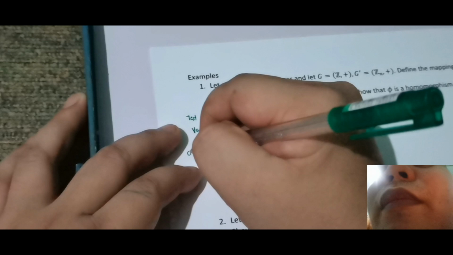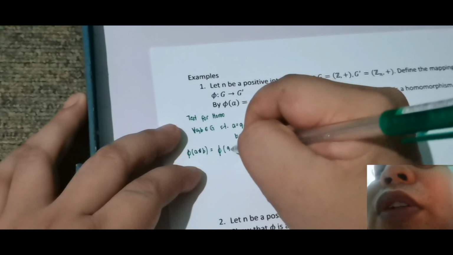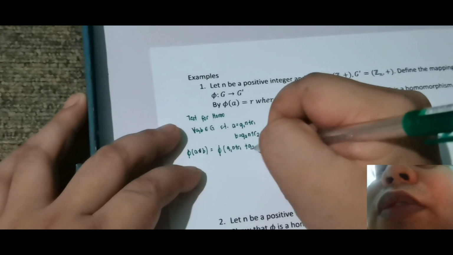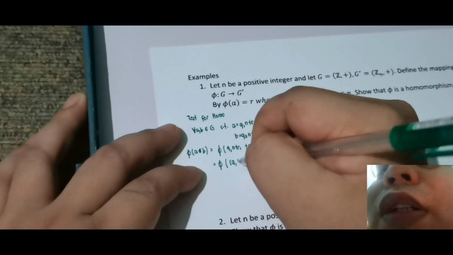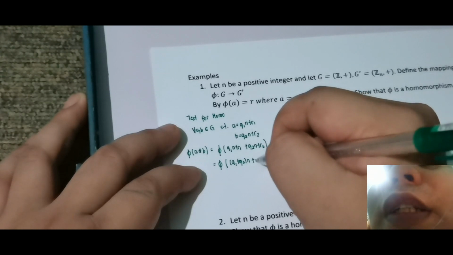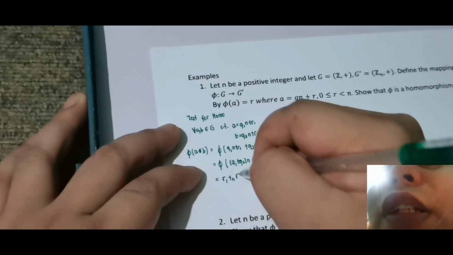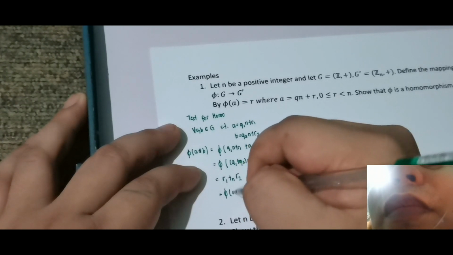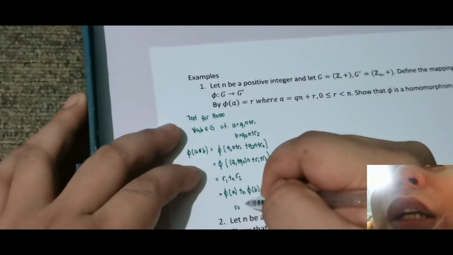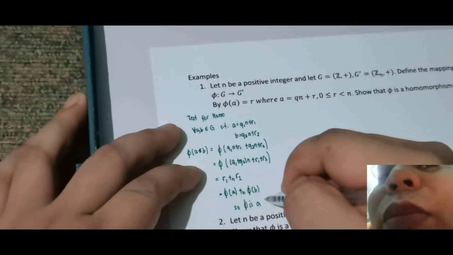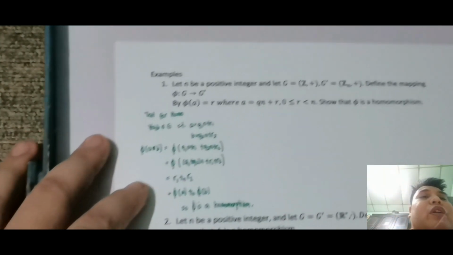So we all know that P of A asterisk B is just equal sa P of Q sub 1 N plus R sub 1 plus Q sub 2 N plus R sub 2, or simply this is just equal sa P of Q sub 1 plus Q sub 2 N plus R1 plus R2, in which this is just equal sa R sub 1 plus modulo N R sub 2, which is equal sa P of A addition modulo N of P of B. Okay, so P is a homomorphism. No need to write yung done symbol.